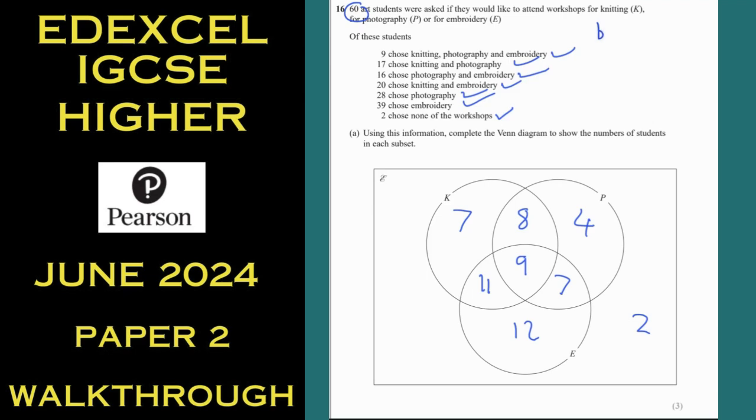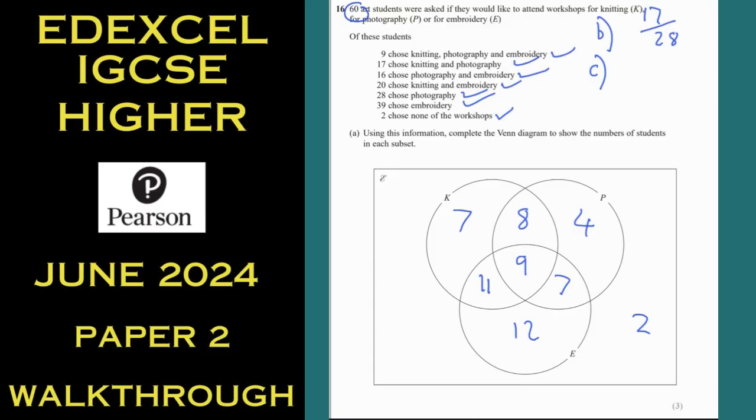So for part B, it asks for the probability given that this student chose photography. So what's the probability that, given that the student chose photography, so we're only looking at the photography students. In other words, the answer should be out of 28. Find the probability that they also chose knitting. So knitting is the intersection. It's the 8 and the 9. It's 17/28.